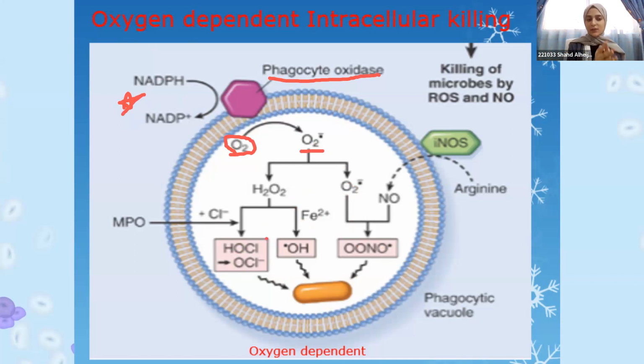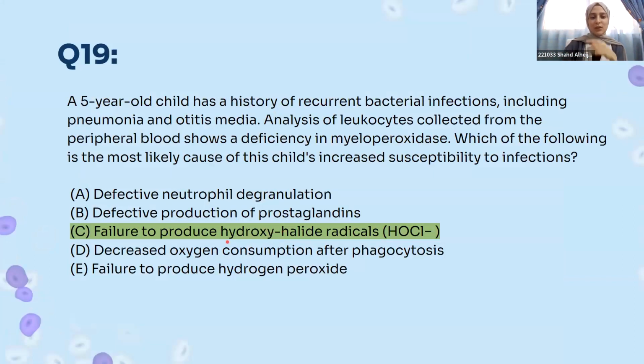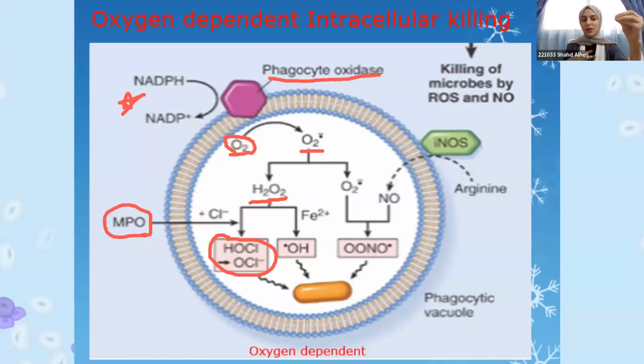Where is myeloperoxidase involved? Myeloperoxidase is involved in the conversion of hydrogen peroxide to hypochlorous acid, and this is the reactive oxygen species involved. Now if you go back to the options, for whoever answered E, option E is failure to produce hydrogen peroxide. Myeloperoxidase will convert this hydrogen peroxide to the oxygen species we need, so option E is wrong in this case.